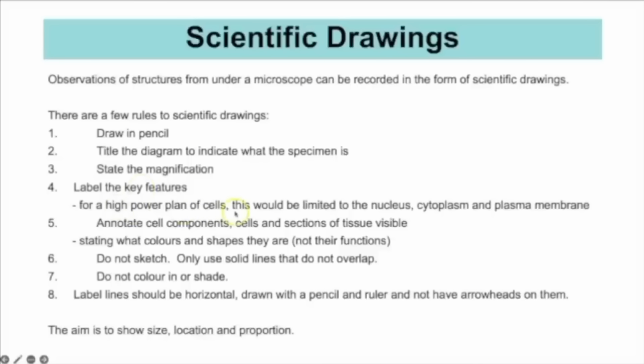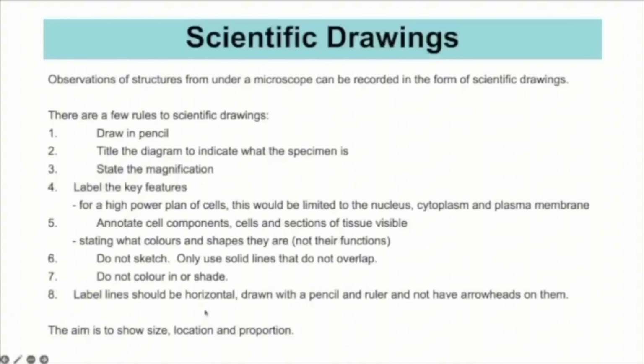You should be labelling the key features as well. So for a high power plan of this would be limited to just the nucleus, cytoplasm and plasma membrane. You also have to annotate cell components, cells and sections of tissues that are visible also, and stating what colours and shapes they are, so not necessarily their functions. So then point 6 is the bit where we're saying it's not like an artistic diagram, so you don't do sketches. So you should use solid lines that touch, but there are no overlaps between those lines. Also, there shouldn't be any colouring or shading in. And then lastly, the label lines should be horizontal, drawn with a pencil and ruler, and not have arrowheads on them.